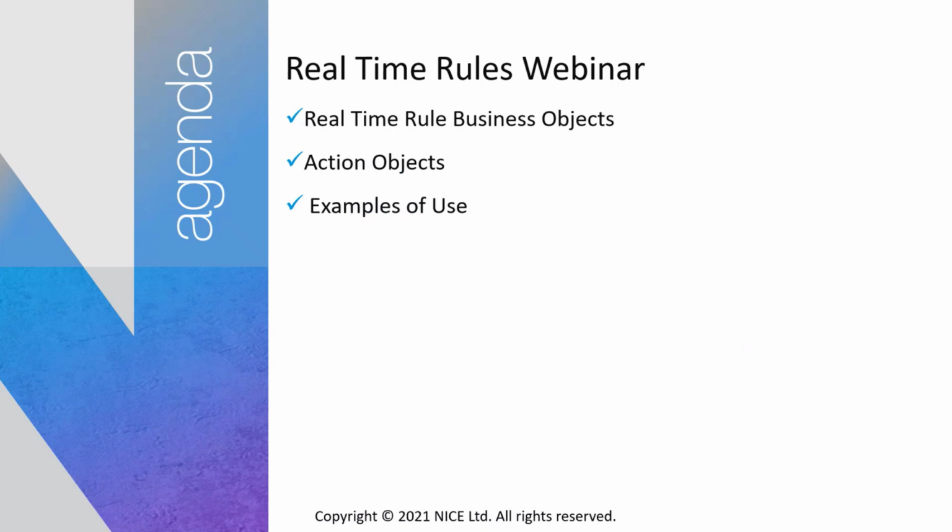Okay, so here's an example, but we'll jump into these a little bit more. In this webinar, we're going to cover the real-time rule business objects, the action objects, and a lot of examples for how it's used. With these examples, we should be able to take them fairly easily, figure out which ones you want to pilot, configure those on the system, assign them to a program, and we'll start to see some results fairly quickly with some alerts coming through. Okay.